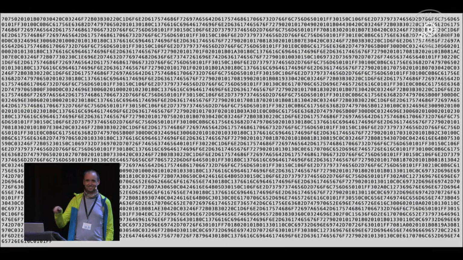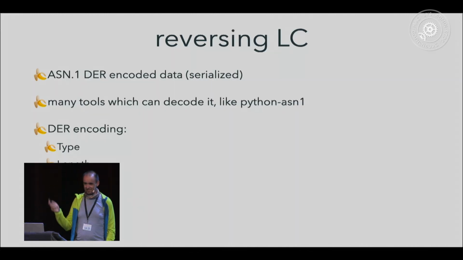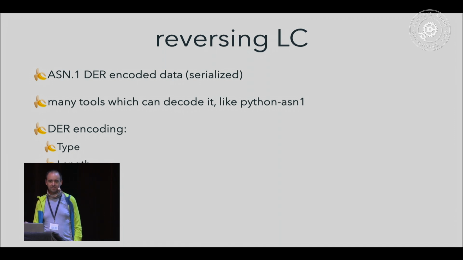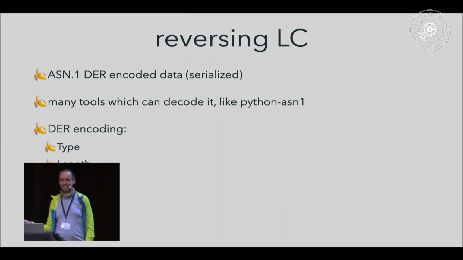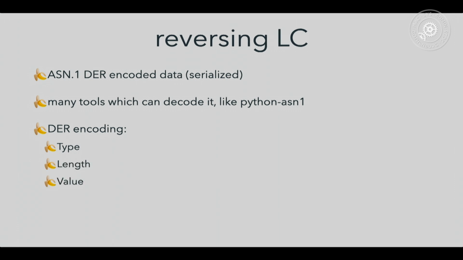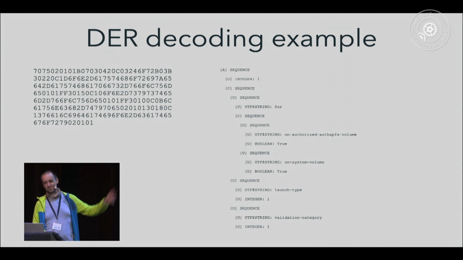So how can we translate this to something human readable? It turns out, and Linus has documented this, that this is DER encoded data. So it's an ASN.1 serialized format. There are many tools to decode it, like Python ASN.1. The encoding is basically a type-length-value encoding. So I have a quick sample of this here. This is one of the constraints, and on the right we have the interpretation of this.